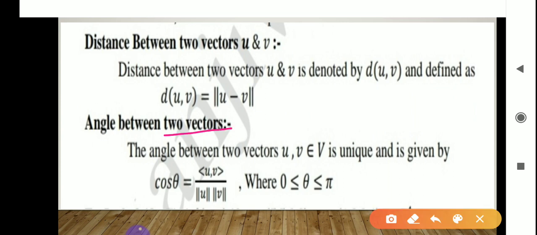So suppose u and v are two vectors belonging to V which are unique. So this angle is, say, theta. Angle between u and v is theta, and can be calculated using the formula cos theta is equal to inner product of u, v upon norm u into norm v, where 0 is less than or equal to theta is less than or equal to pi. Okay, so these are some basic concepts. Now we will take some problems.